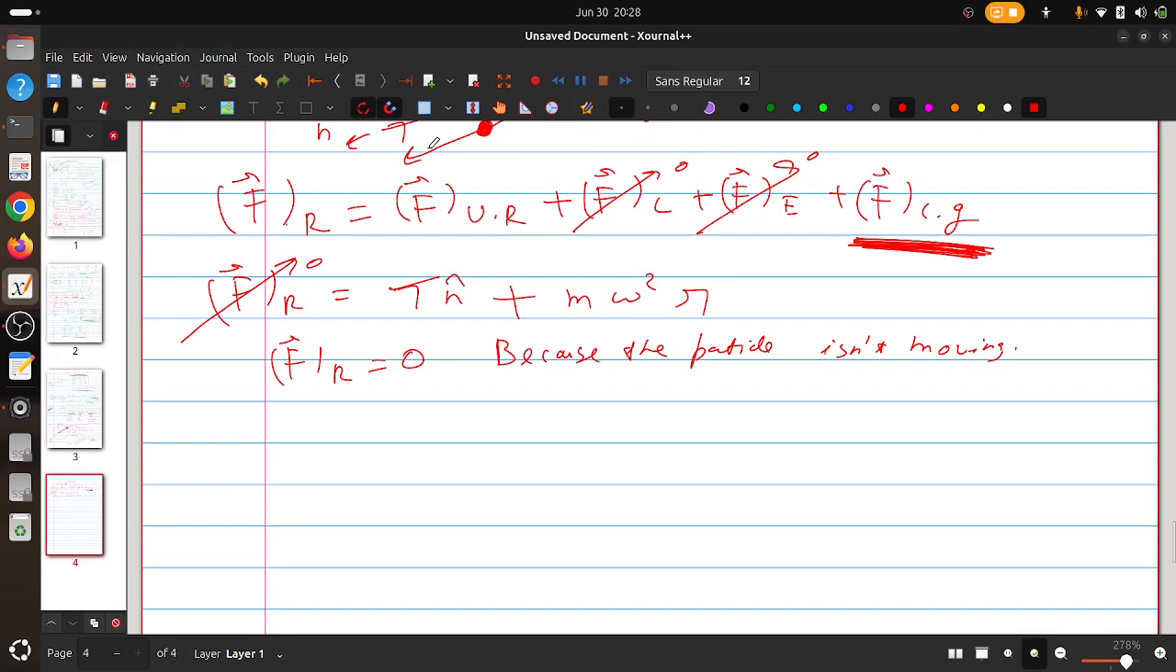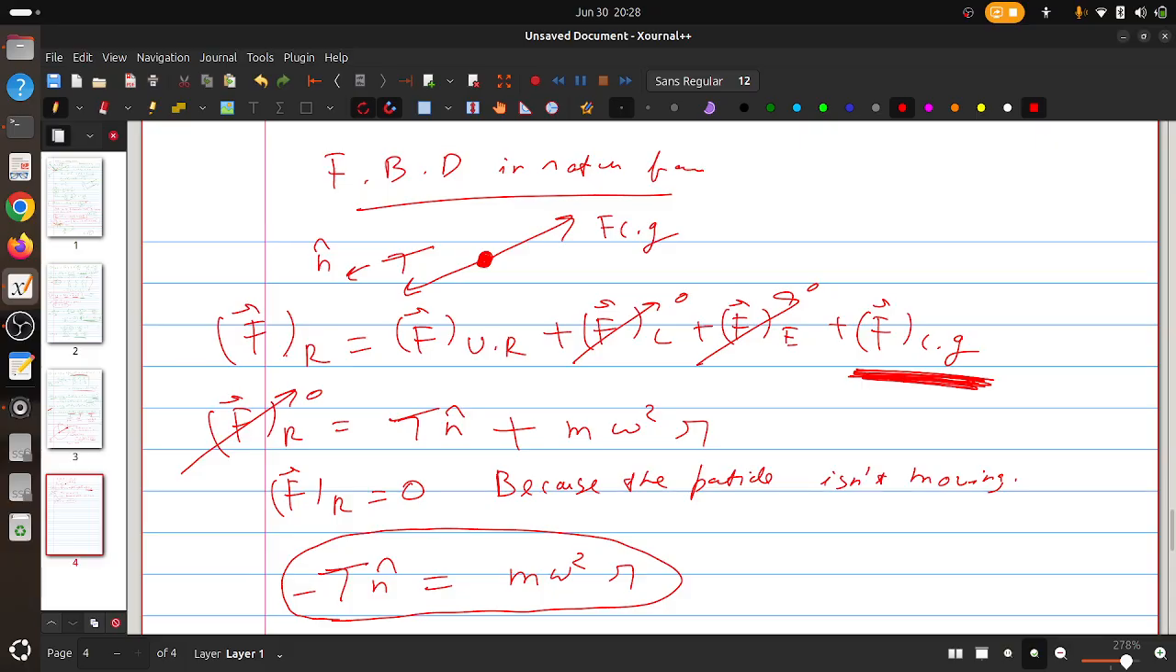So what does this mean? This means that T n cap minus m omega square r should be 0. So is the tension equal to m omega square r? Is it true? Let us see. And here we have to see the direction. So it should be minus n cap, right? So here this will be gone. Everything will be gone here, right?